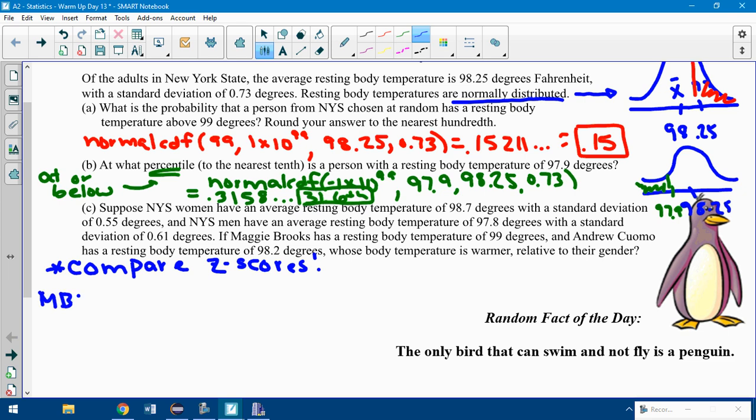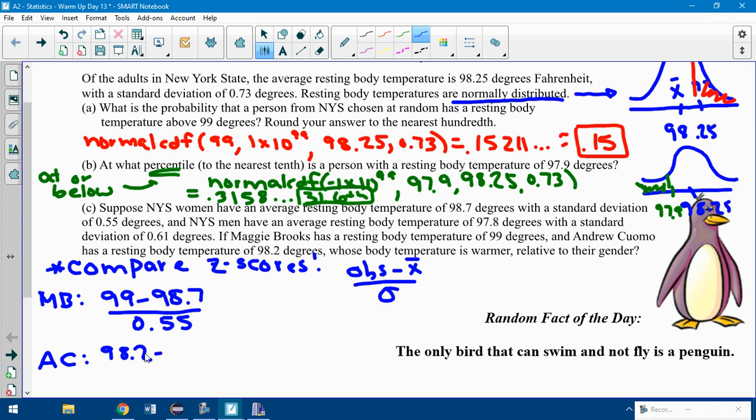So for Maggie Brooks, z-score is always the observed minus the mean over standard deviation. Maggie Brooks is a woman. Her observed is 99, but the average of New York State women is 98.7, and the standard deviation is 0.55. Versus Andrew Cuomo, who's a man, his observed is 98.2. The men's average is 97.8 with a standard deviation of 0.61.